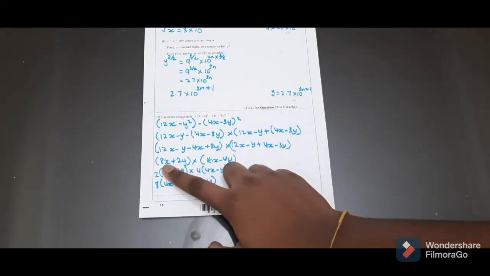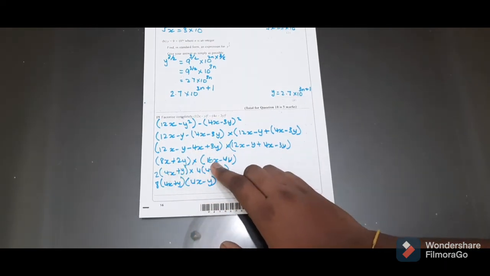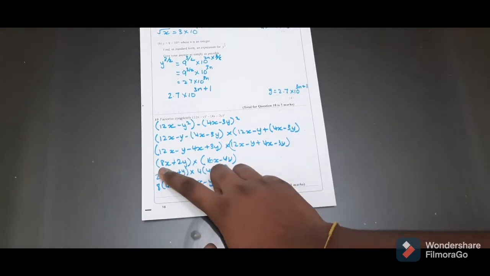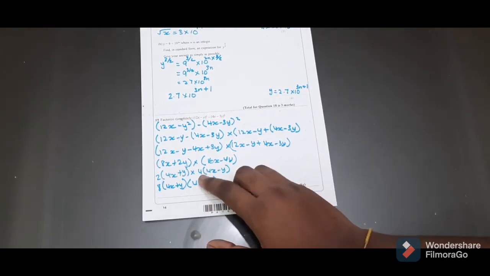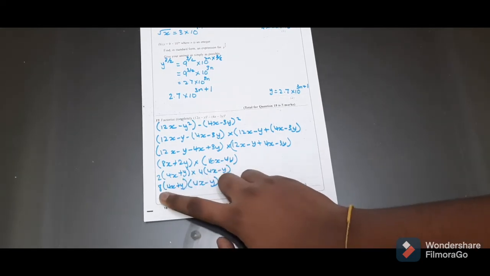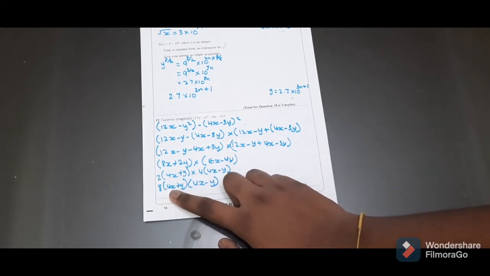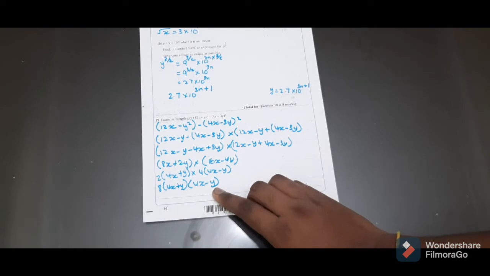Once you come to 8x plus 2y times 16x minus 4y, you have to factorize it and take the two factorized answers, combine it. 8 brackets 4x plus y, 4x minus y. That's your answer.